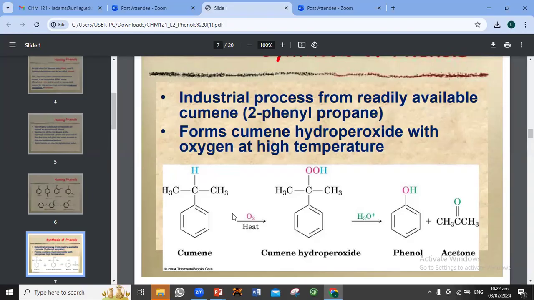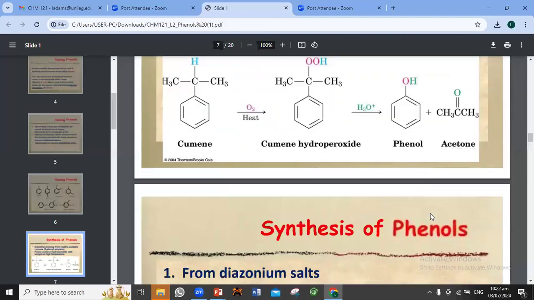Now you can oxidize cumene to give cumene hydroperoxide. So this hydrogen here is oxidized, giving cumene hydroperoxide. When you now hydrolyze cumene hydroperoxide, it cleaves into 2 compounds. You get a phenol and acetone, which is an important solvent. Phenol too is also important. So you can prepare phenols from cumene, and it's an important industrial pathway to make phenol. You take cumene, you oxidize it, you get cumene hydroperoxide. You now hydrolyze the hydroperoxide into phenol and acetone.